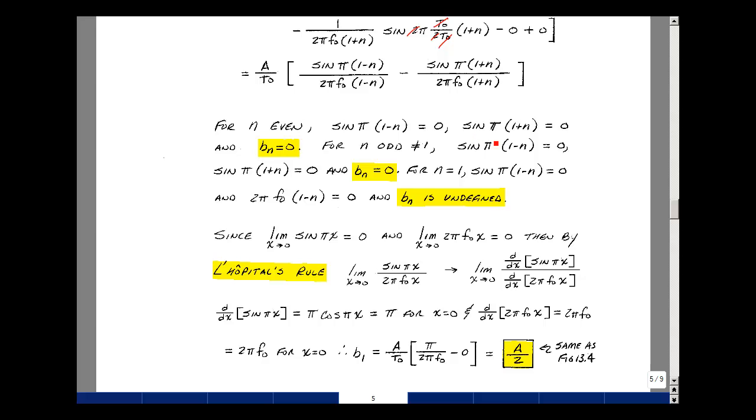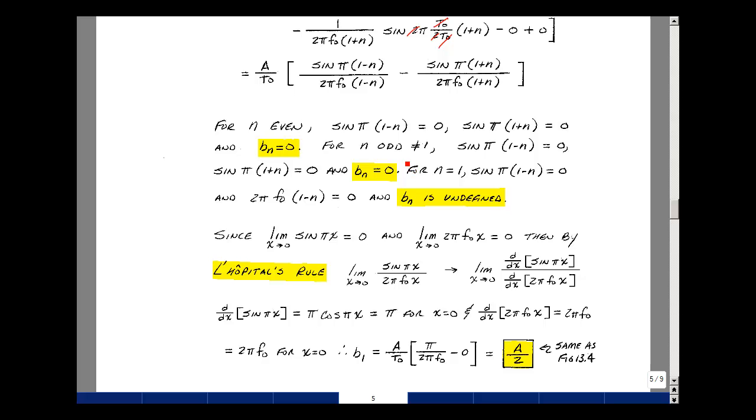The term sine pi of 1 plus n is also equal to 0. So in other words, when n is equal to 2, we have the sine of 3 pi, which is pi plus 360 degrees, and that's going to be the sine of pi, which is also 0. So b sub n is equal to 0 for n even. Let's consider next n odd, but n not equal to 1. We'll come back and treat that as a special case.